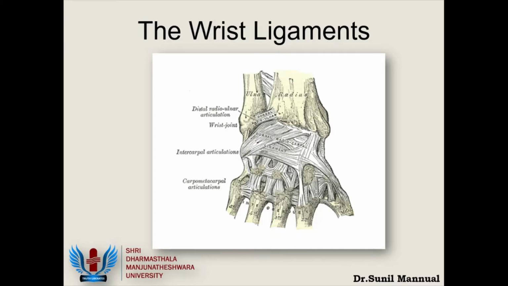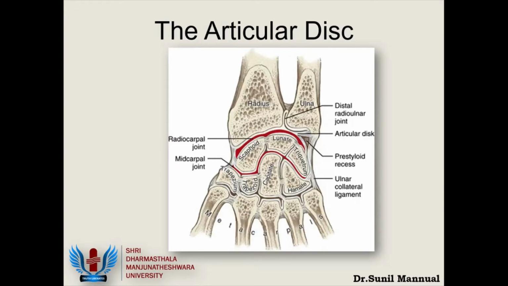Coming to the articular disc. So I told you about the articular disc, the one with which the distal ulna articulates. So in this picture, when you see the distal ulna, this area, it articulates with a disc that runs from just above the lunate all the way up to the ulnar styloid process. So this is called the articular disc.